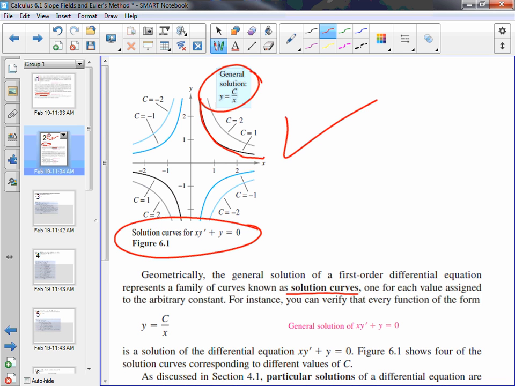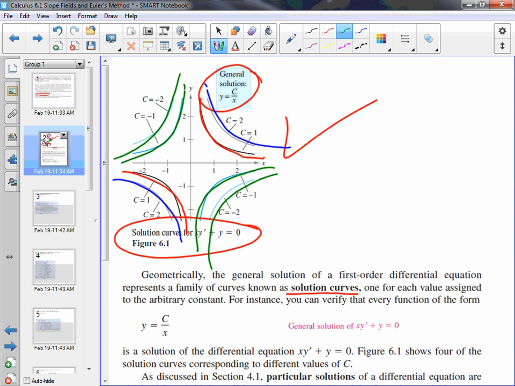Oh, C equals 1 looks like that and that. Here's what it looks like when C equals 2, this and this. Here's what it looks like when C equals -1, here and here. And when C equals -2, looks like that. Okay? Different C's, different graphs.